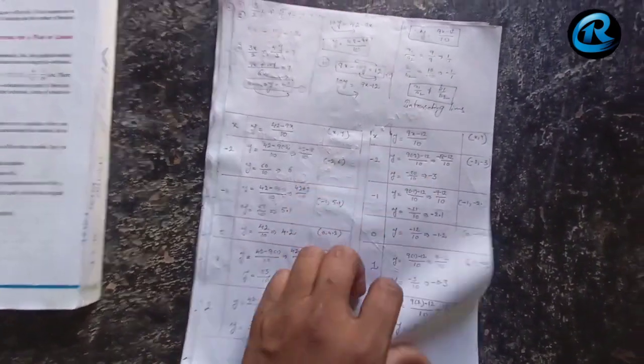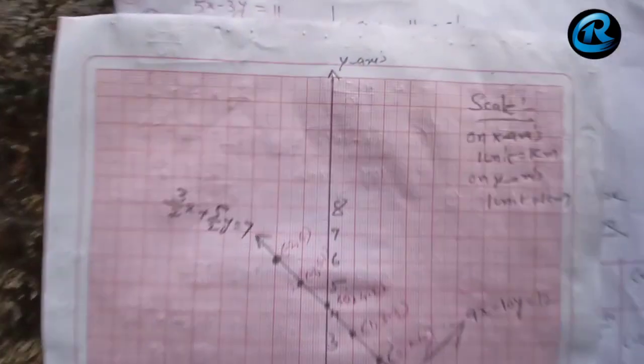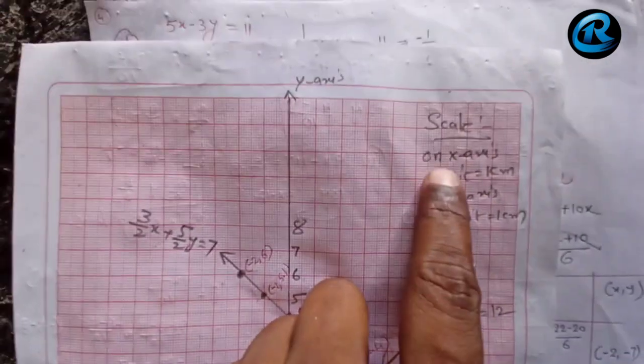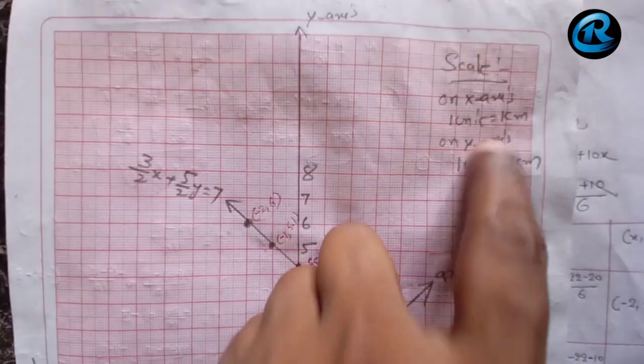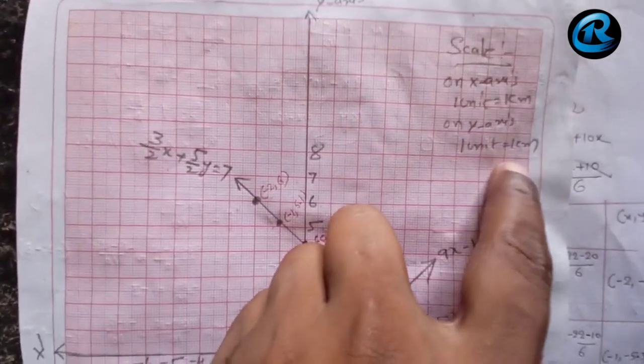Let us plot these points and we are going to get an intersection of lines now. So simple, you have to take a scale first according to the values we got in the table. On x-axis 1 unit equal to 1 centimeter and y-axis 1 unit equal to 1 centimeter.